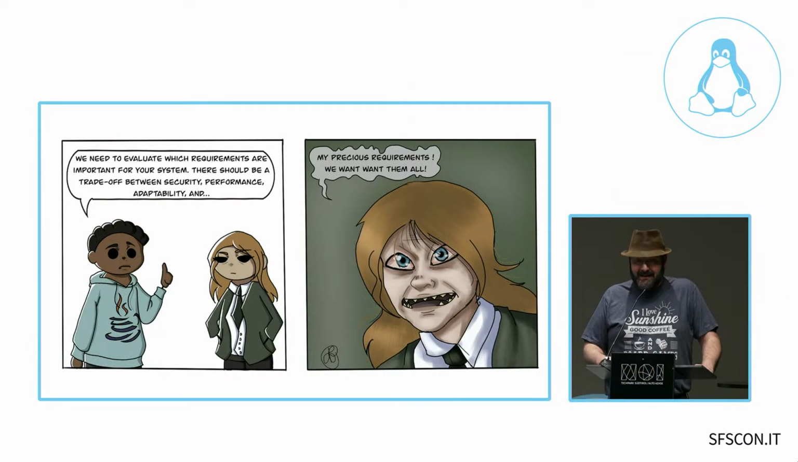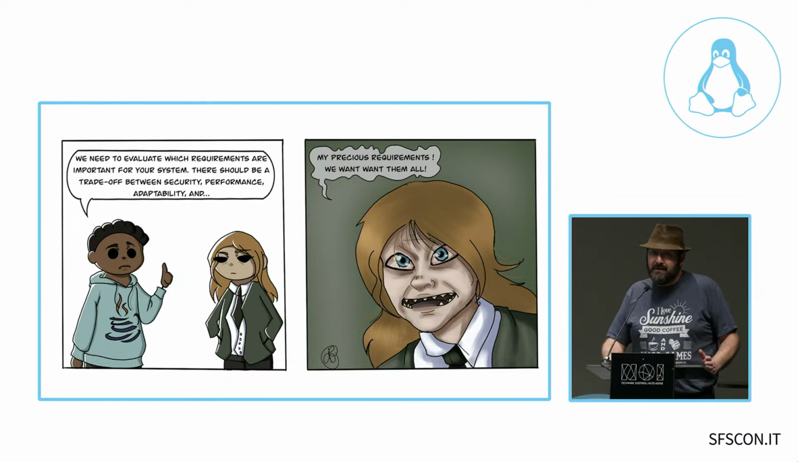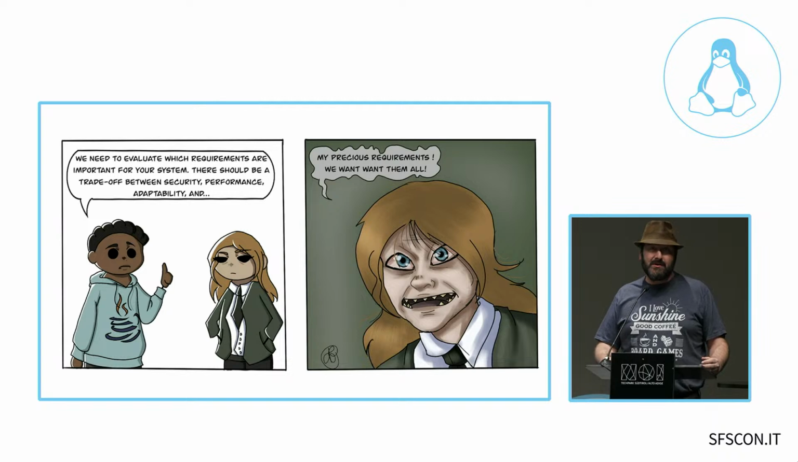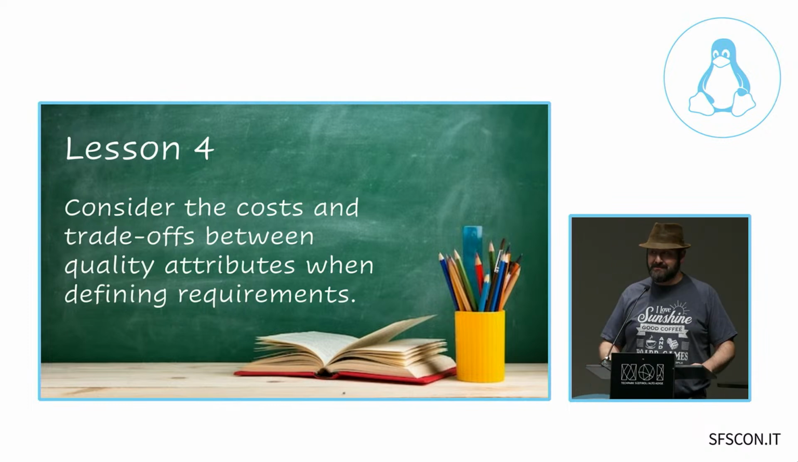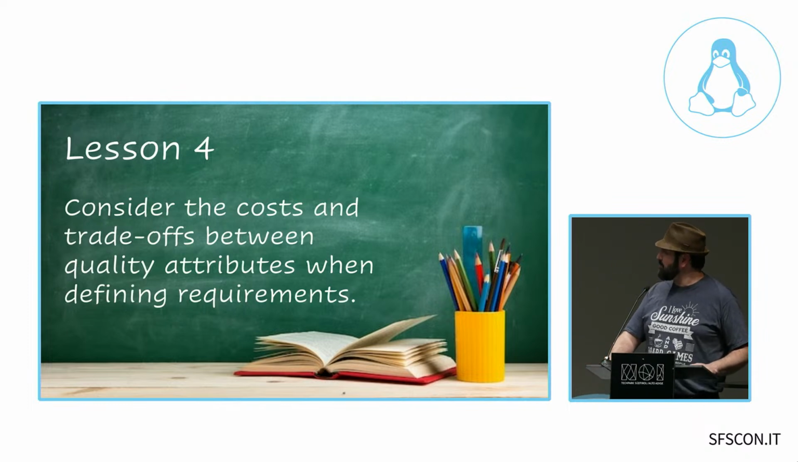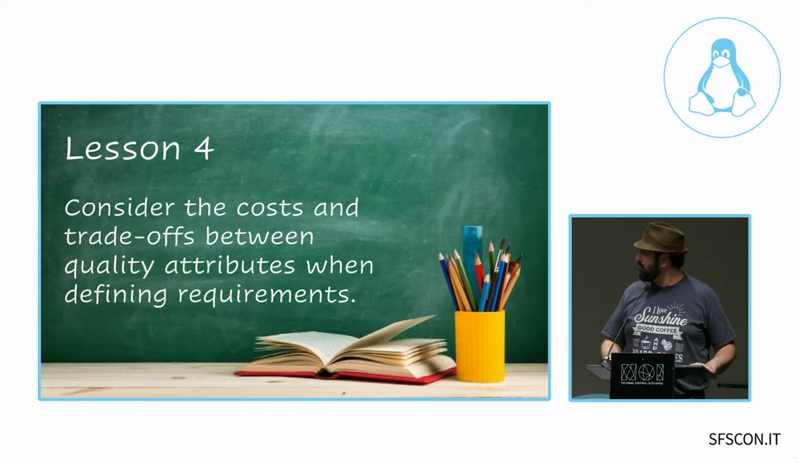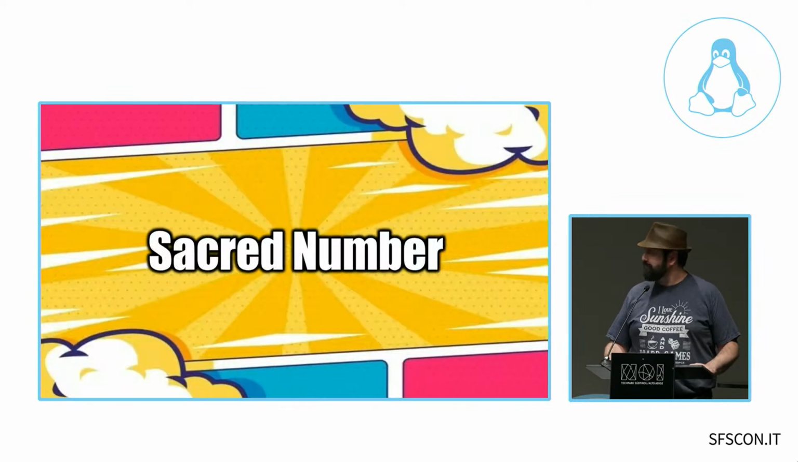And that's one of the big mistakes, because sometimes implementing these can be too expensive, and maybe when you try to implement a requirement that is not important, you end up hurting another one that would be much more important. So thinking about these trade-offs is our fourth lesson, right? Consider the costs and trade-offs between these quality attributes when defining them.